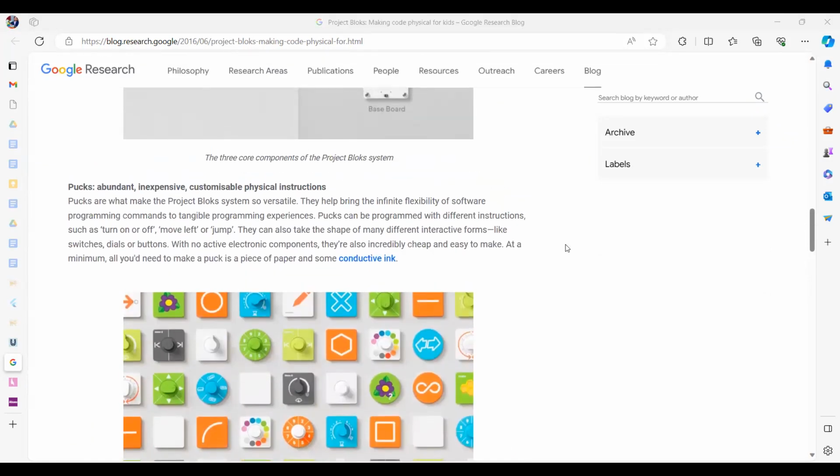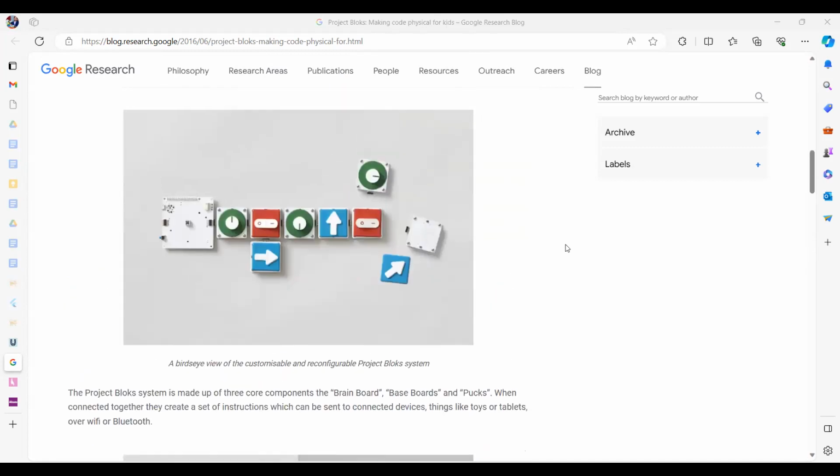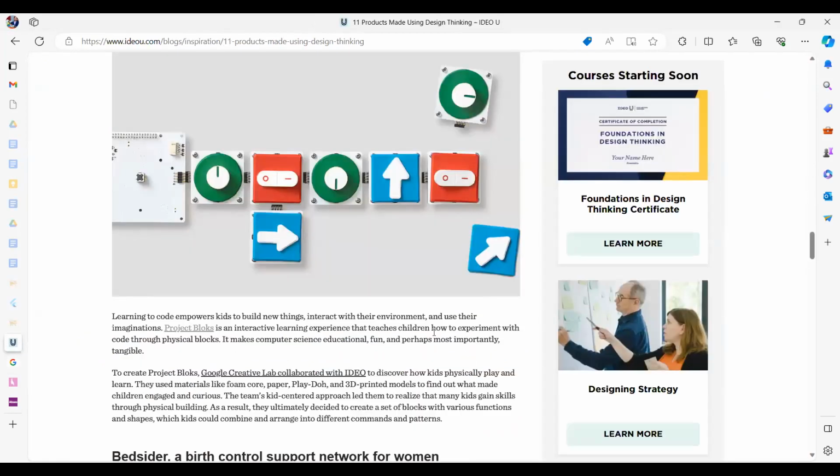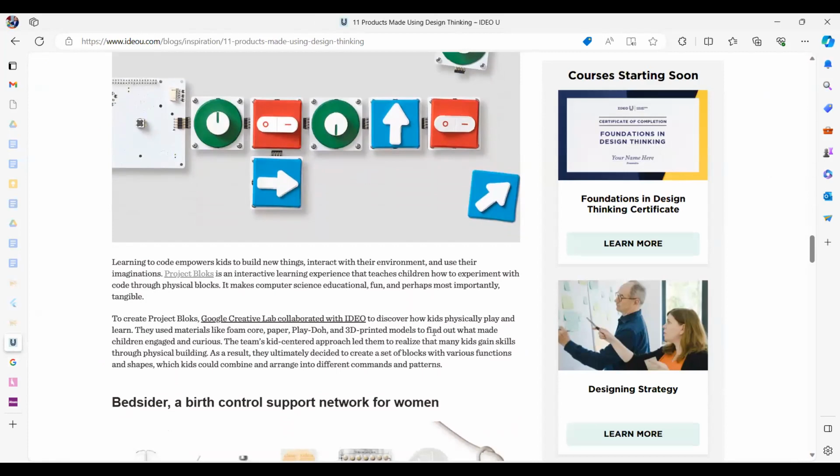As you can see, this is a beautiful project to teach young children programming, right? Again, how did they do that? By sitting down with children and understanding how they work, and also sitting with teachers on understanding how they teach, or what they want the children to learn. So together, they came up with a system called Google Bloks.